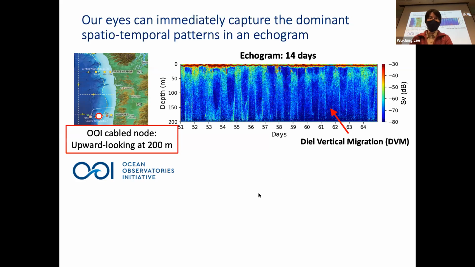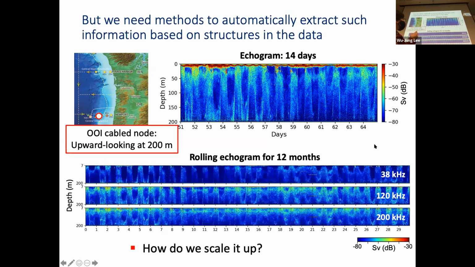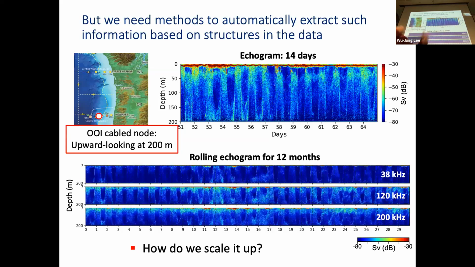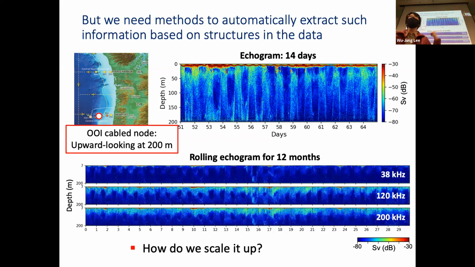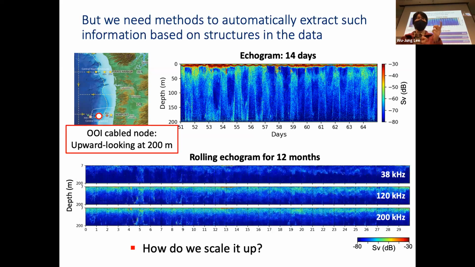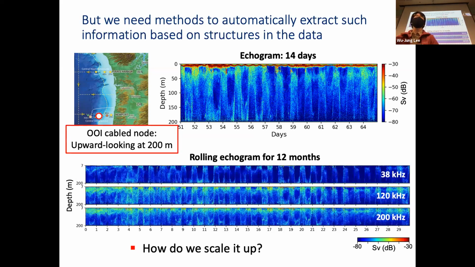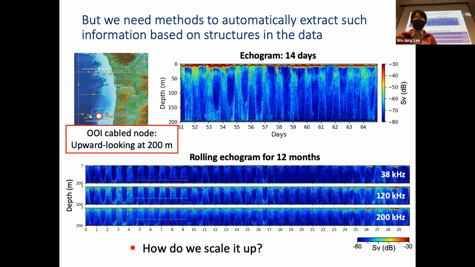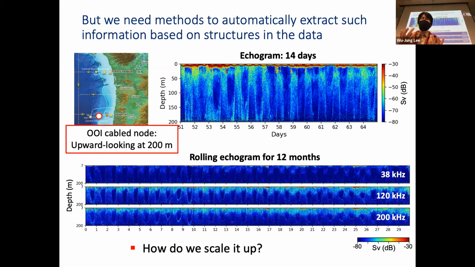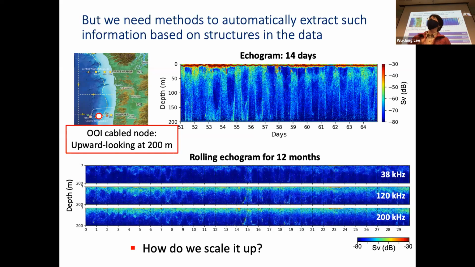But the challenge comes in when we have a lot of data, right? So here I compile a series of echograms and put them in a rolling format just so that you can look at that. These are 12 months of echosounder data that was collected at the same site, right? And there are 3 different frequencies of echosounders. So you can see that there are a lot of patterns that are really rich and interesting in the data stream. But we can't possibly go through all of it by eye, right?